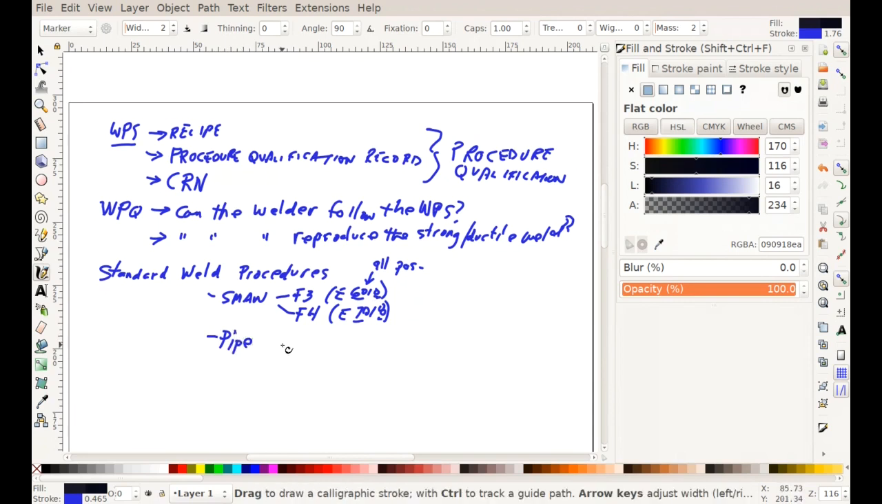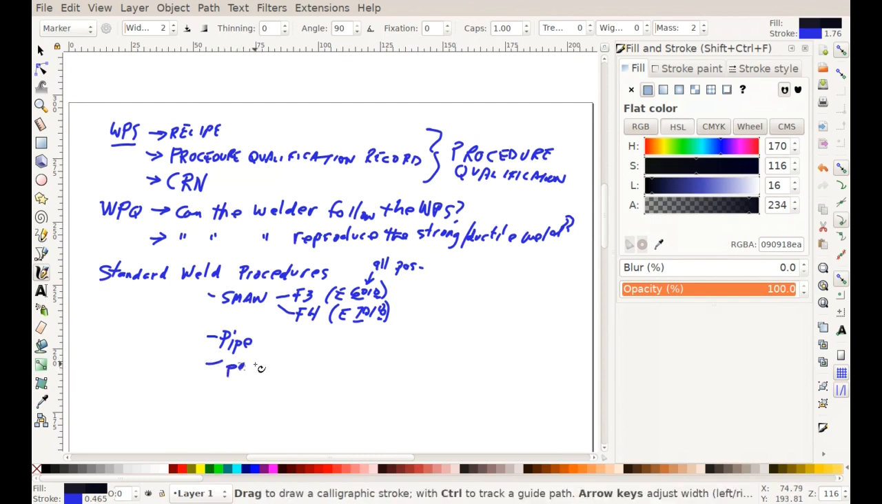And the reason it'll be pipe is because pipe is hard to weld. It's much harder to weld than flat plate. So if you can do a hard weld, you can automatically qualify to do an easy weld. So if I can weld on pipe, and I demonstrate during my test that I do a nice weld on pipe, then I am automatically qualified to weld the same material groupings on plate.